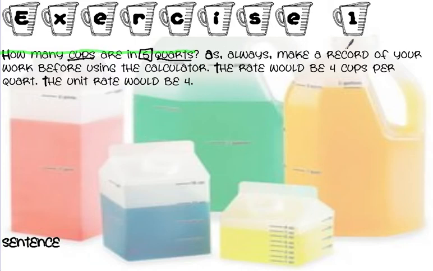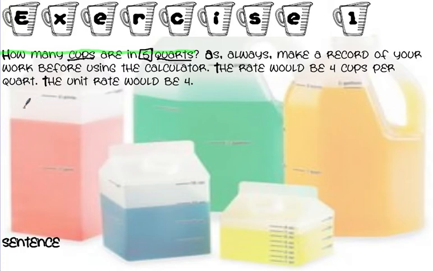Okay, again, make a record of your work. And then the rate would be 4 cups per quart. So what I want you to do is pause and write that as a rate. And then when you come back, check to make sure you have the correct rate. Again, this is really important that you try this on your own to make sure you understand what you're doing. Okay, so pause and then come back and we'll check.